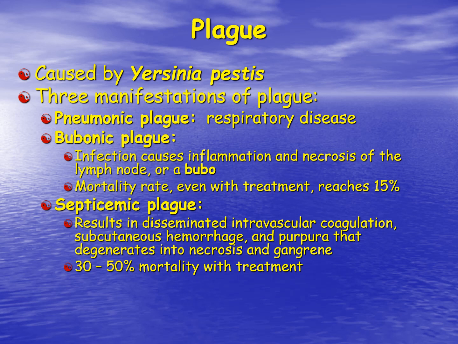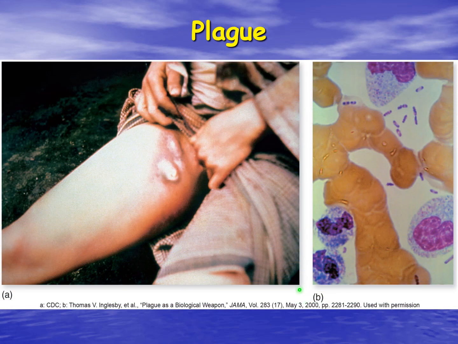So during the Middle Ages, they actually saw all three forms of Yersinia pestis presentation, but typically septicemic and bubonic plague were the ones that caused the most death. Septicemic plague is 100% mortality without treatment. And these are actually showing some buboes here on the legs, and these basically are infected lymph nodes that have become enlarged and sometimes will even erupt to the surface of the skin. And this is actually Yersinia pestis here in the bloodstream.